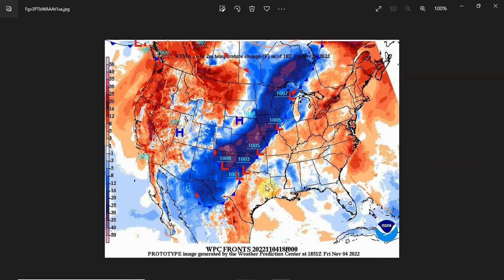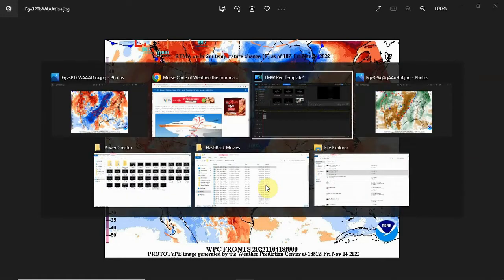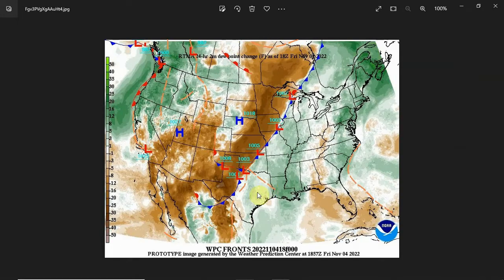And then with that warm sector, there's often a moist sector too. You usually won't have one without the other. And this is the moist sector depicted here. Notice it's right around that same area where that frontal boundary is. And then also behind that front, notice that there is an area of dry air aloft.